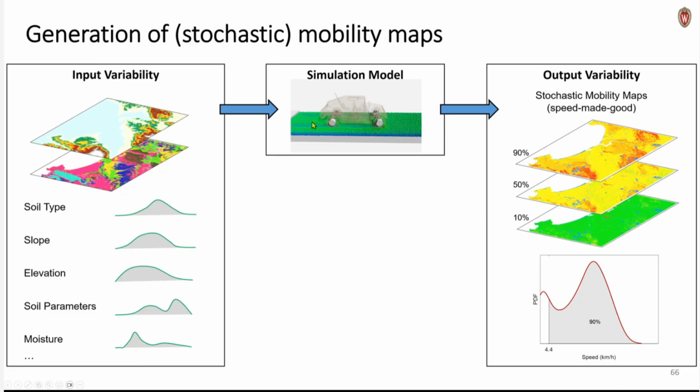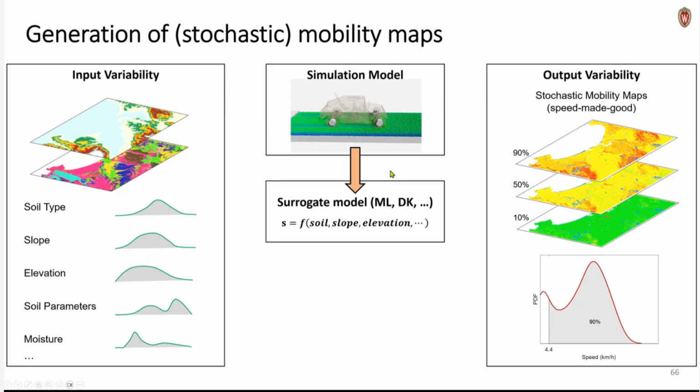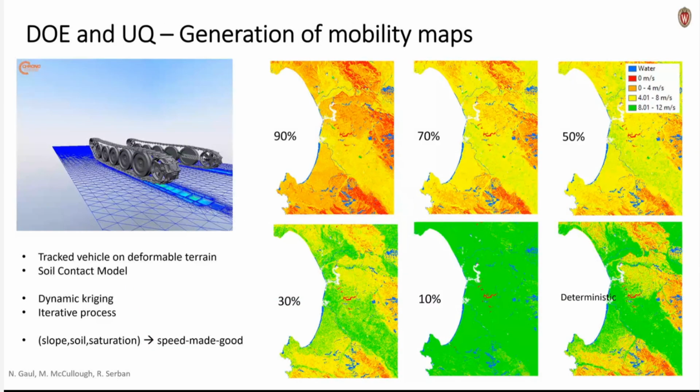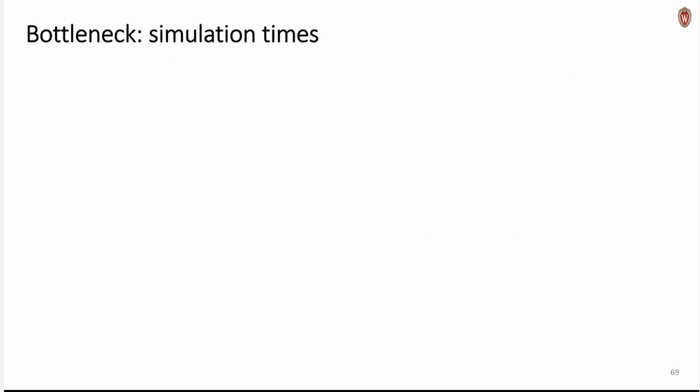Obviously, you cannot do this with full simulation. So you construct reduced order models, either through machine learning or dynamic kriging, which is what we did here, and you use Monte Carlo on this simplified model. And then you can come up with these maps. These were maps in terms of slope, soil, and saturation, so a measure of moisture in the soil, for particular track vehicles with different levels of confidence.